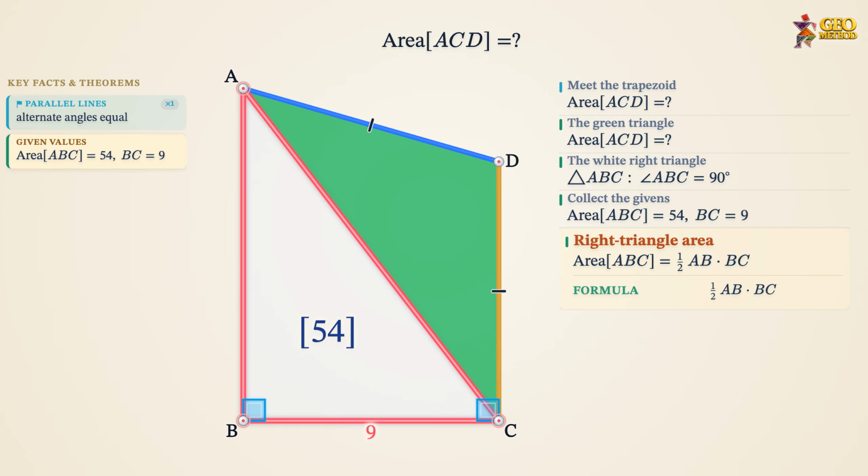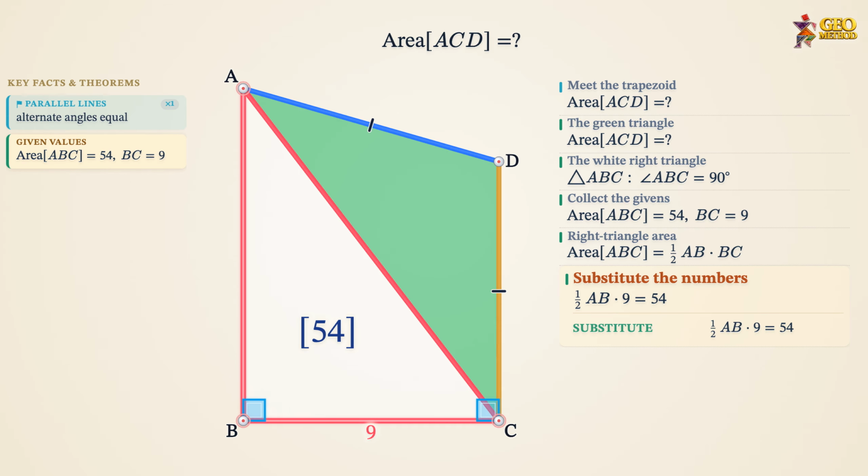The area of a right triangle is 1/2 the product of its two legs. Here the legs are segment AB and segment BC. So the area is 1/2 times segment AB times segment BC. Put in the area of 54 and the leg segment BC equal to 9. That gives 1/2 times segment AB times 9 equals 54, an equation with only segment AB unknown.